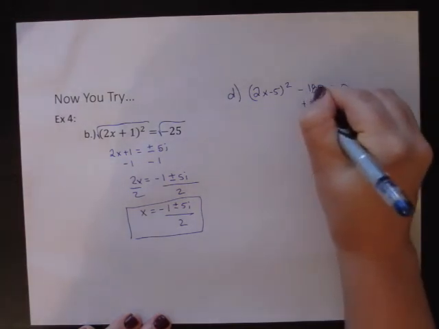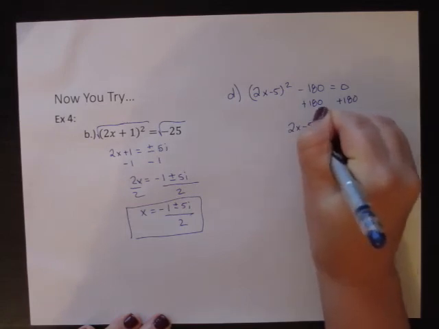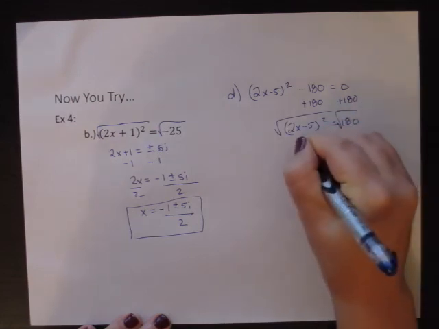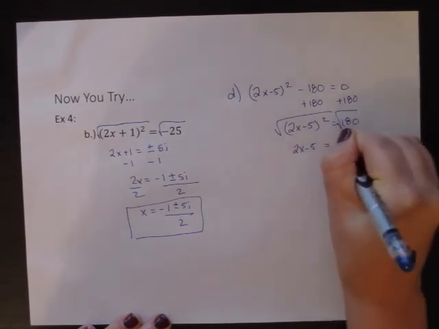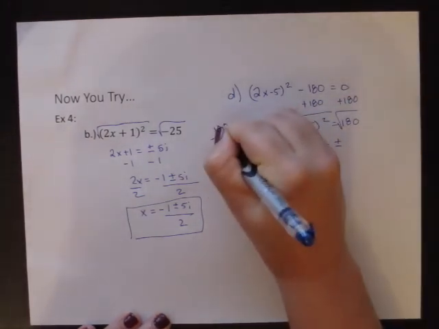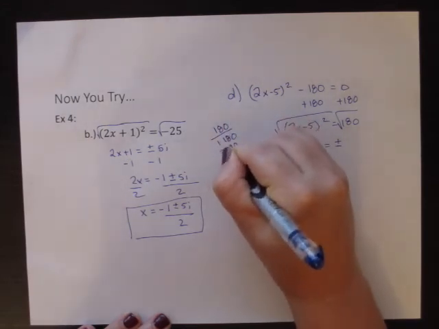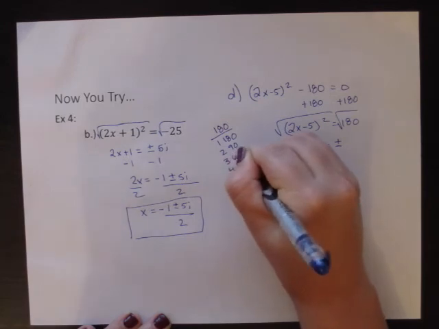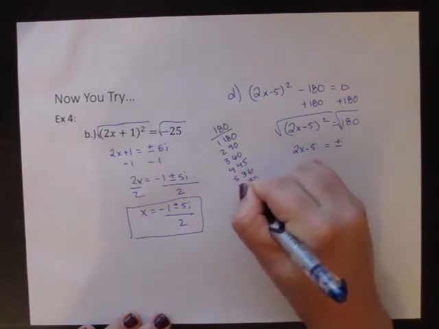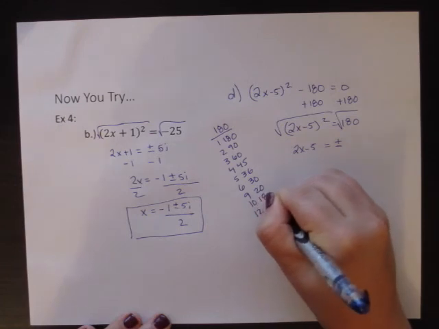Okay, first thing I want to do is add the 180 on both sides. So I got (2x - 5)² = 180. Take the square root on both sides, so I got 2x - 5 equals plus or minus the square root of 180. Then the factors of 180, I'll do that right here. So that's 1 and 180, 2 and 90, 3 and 60, 4 and 45, 5 and 36, 6 and 30, 9 and 20, 10 and 18, and 12 and 15.